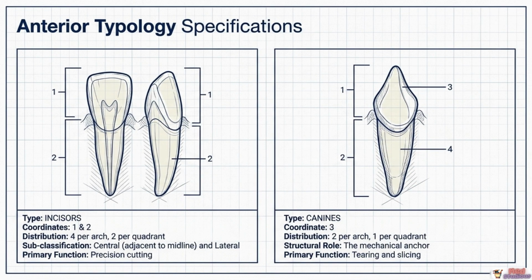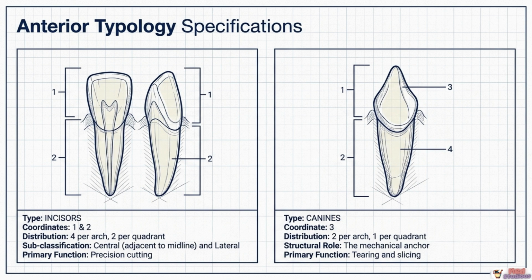Let's zoom in to the anterior zone's two tooth types. Incisors occupy index positions 1 and 2, with 4 per arch, 2 per quadrant. They further split into central incisors, sitting directly adjacent to the midline, and lateral incisors just beside them. Their primary function is precision cutting. Think of biting cleanly through an apple.